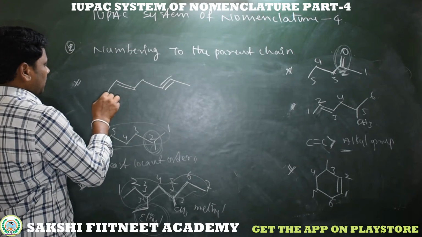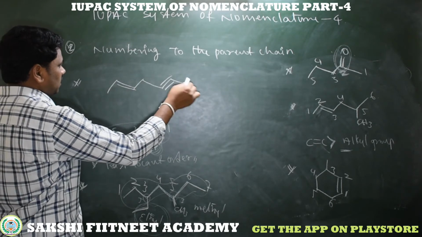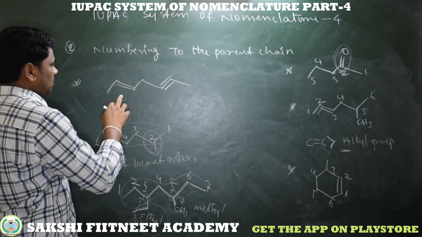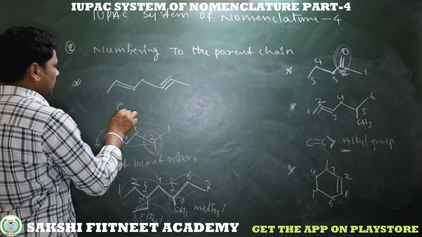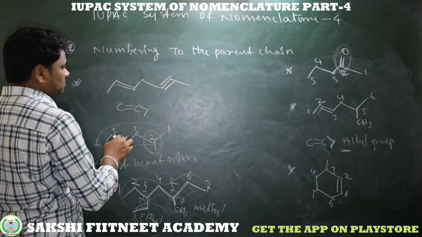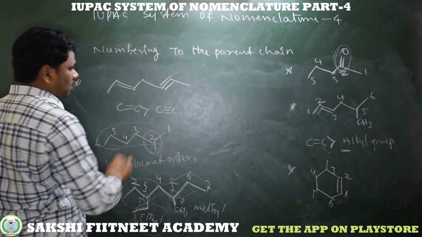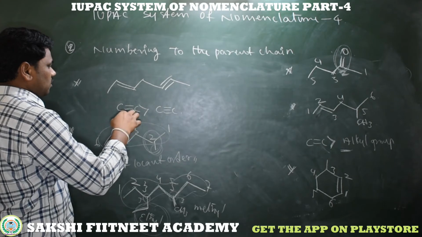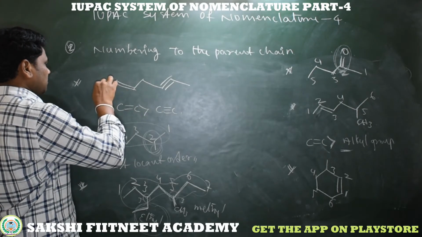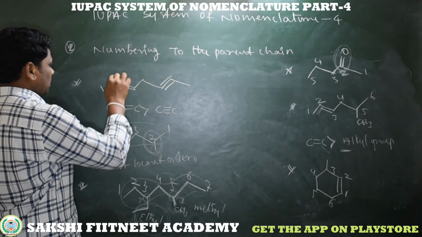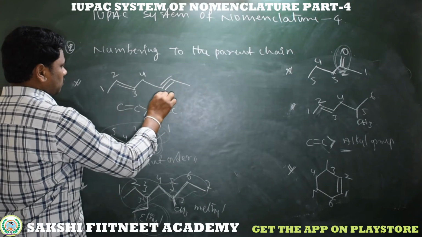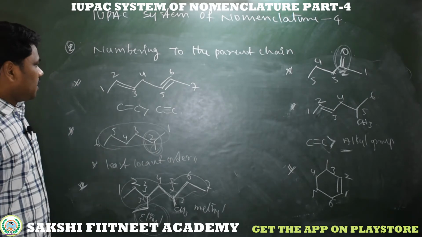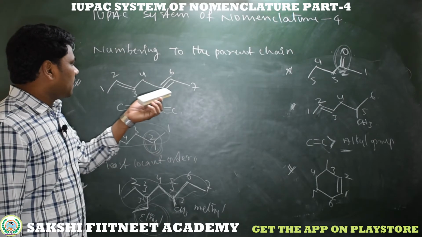From this side we are getting a 2nd position, and from this side also we are getting a 2nd position. So which is a higher priority group, alkene or alkyne? Simple: the carbon-to-carbon double bond has higher priority compared to the carbon triple bond. So first we need to consider the double bond, then go to the triple bond. So here I am starting numbering from left to right: 1 2 3 4 5 6 7. So this is the numbering for the parent chain which has a double bond and a triple bond.